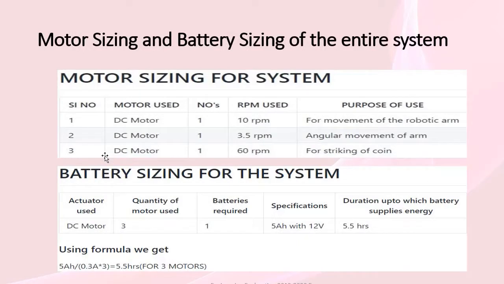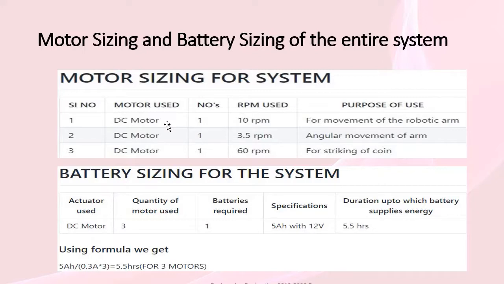This is the bill of materials required for the entire system. And next, motor sizing and battery sizing of the entire system. We are using 3 DC motors in the system. One is 10 RPM, which is used for the movement of the robotic arm, the second one is at 3.5 RPM, which is for the angular movement of the arm, and the third one is at 60 RPM for striking of the coin.